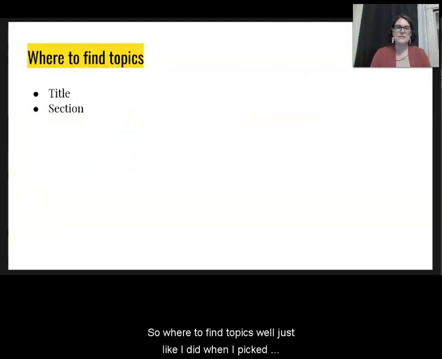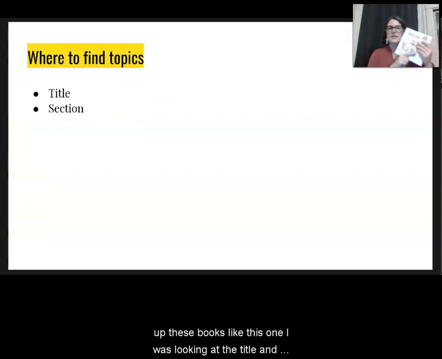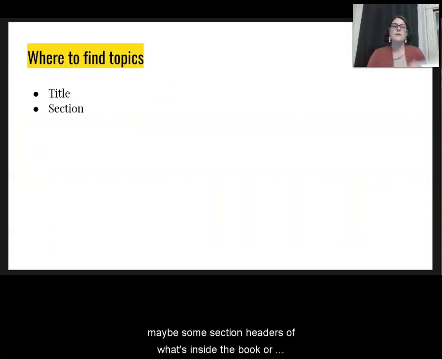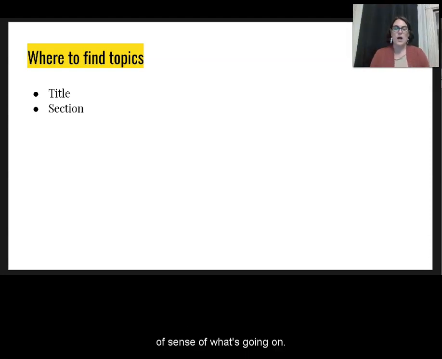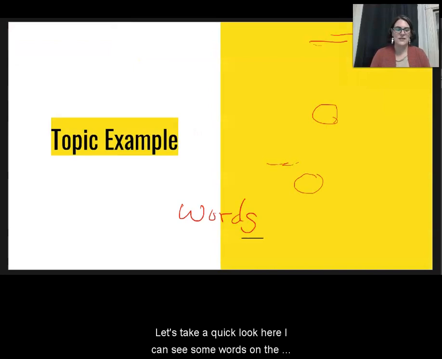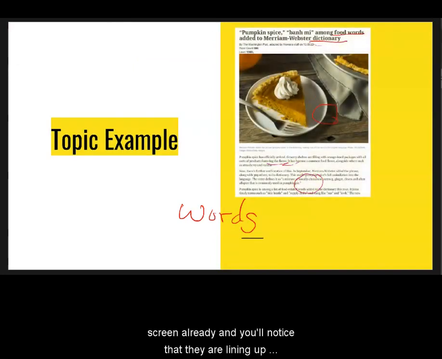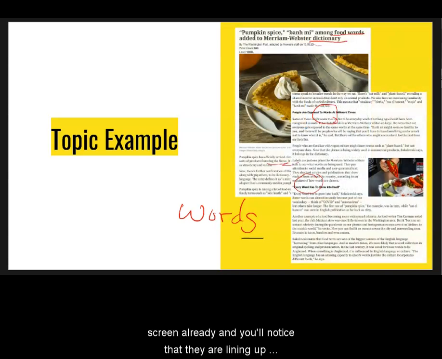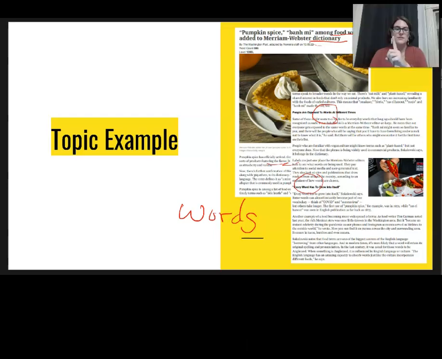So where do we find topics? Well, just like when I picked up these books, I was looking at the title and maybe some section headers of what's inside the book or maybe inside an article. That's going to give me some kind of sense of what's going on. Let's take a quick look here. I can see some words on the screen already, and you'll notice that they are lining up with things like food words up here, and then I see words repeated again in the section titles. So my topic is going to be words. This whole article has to do with words in general. One word, which in this case is words.